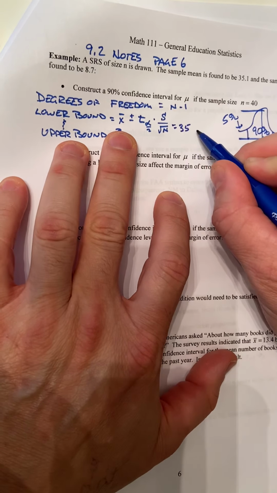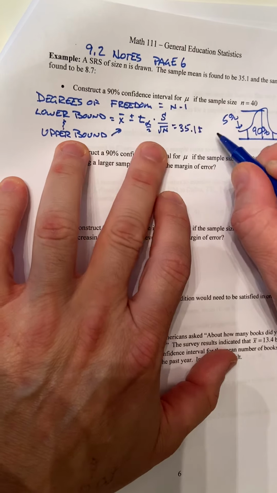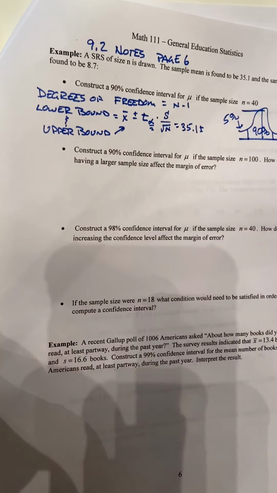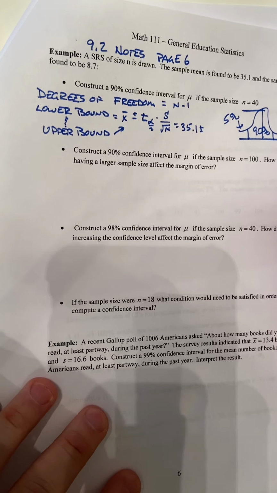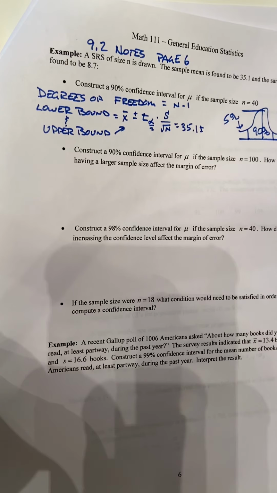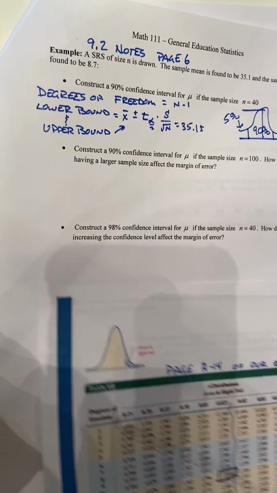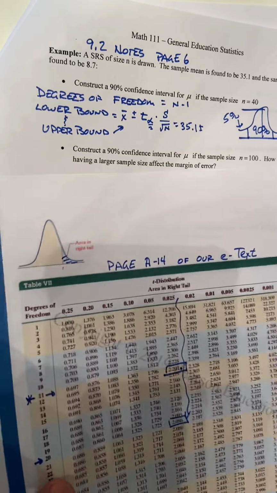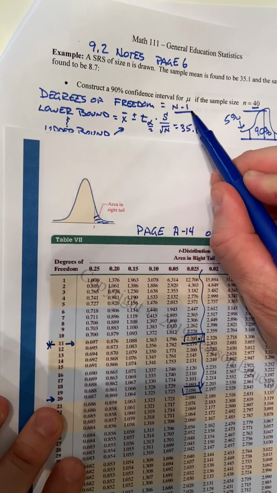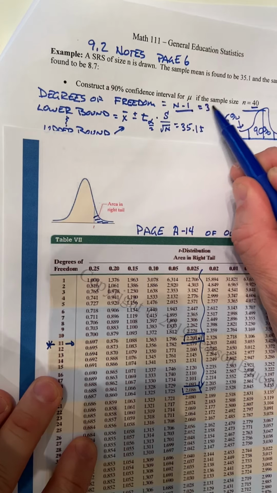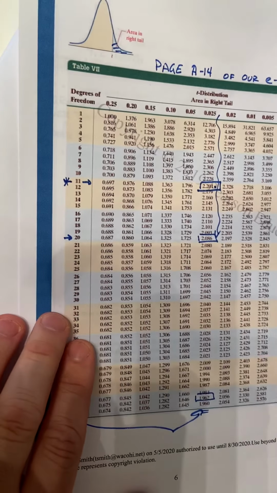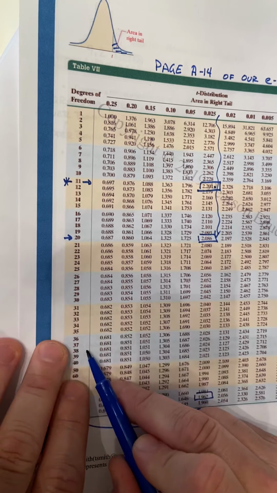35.1 plus or minus the t-value. That's what we're going to get right now. We have to look up the t-value that has 0.05 to the right of it. What's our degrees of freedom? 39. So we go to row 39 and we're looking at 0.05.